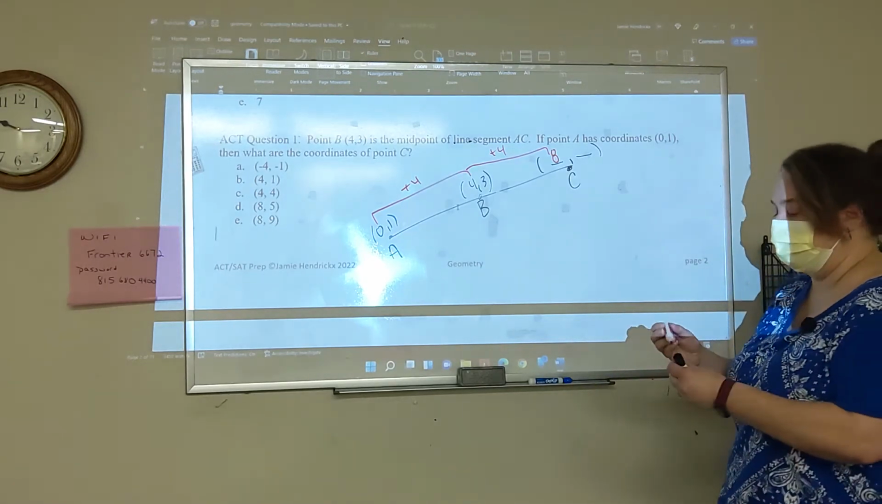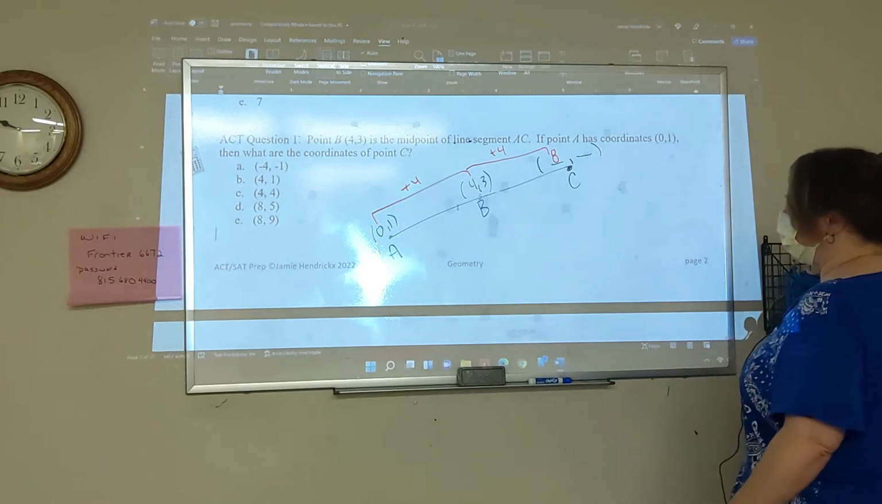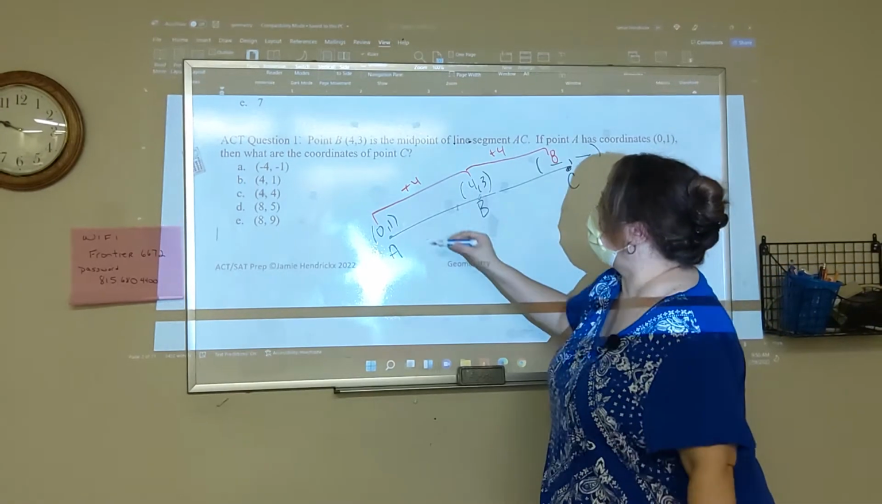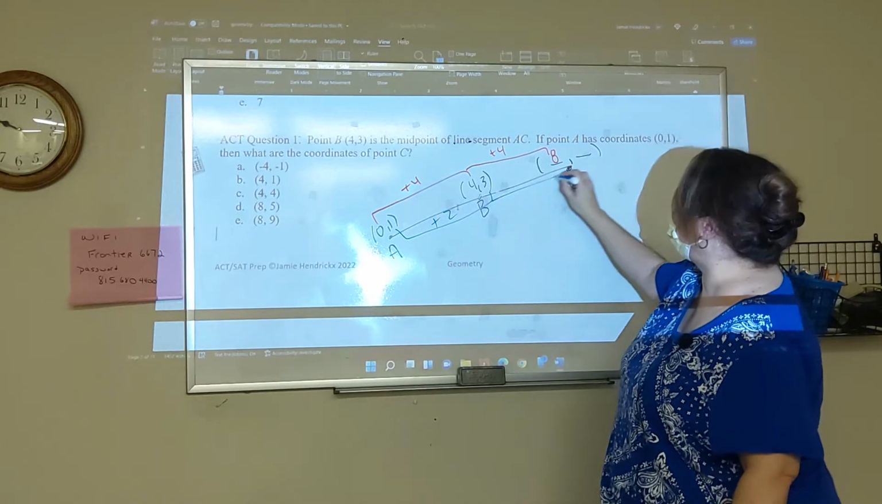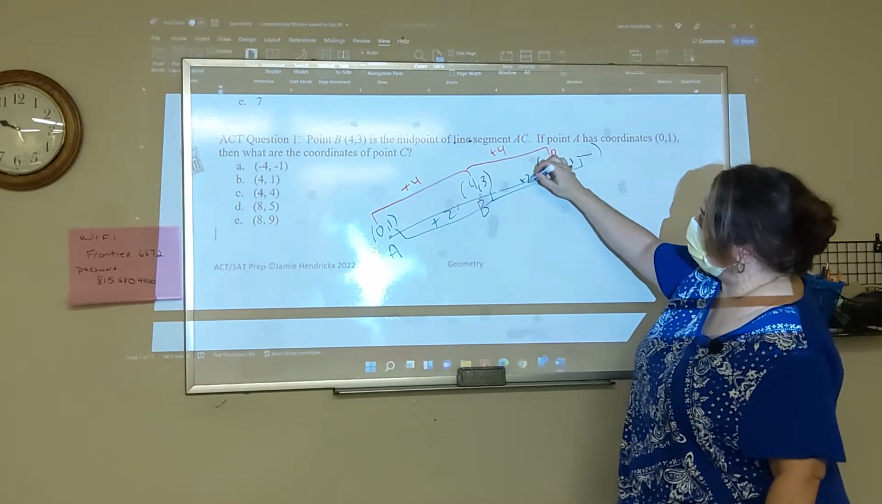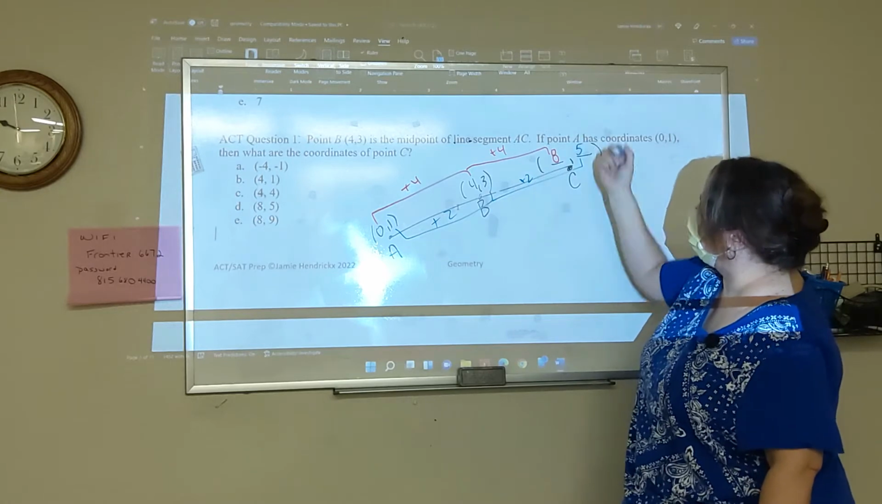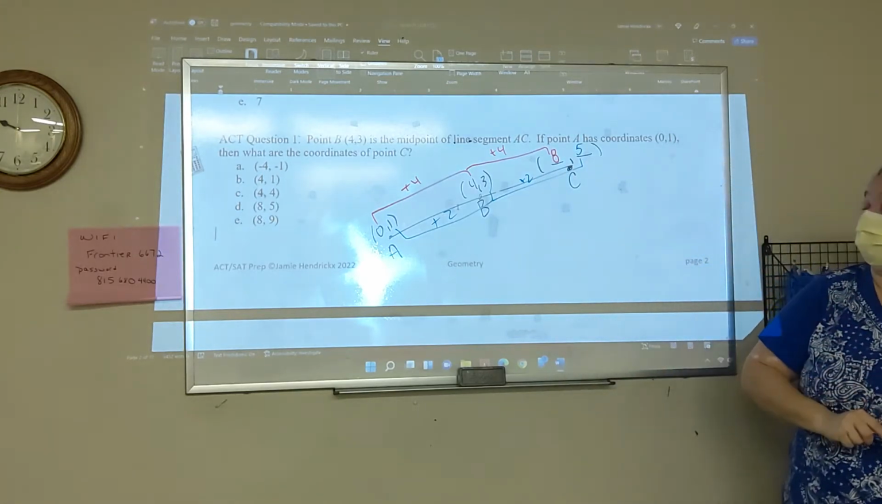Yeah, okay. All right, we're going to do the same thing for the y coordinate. For the y coordinate, you went from 1 to 3, so that's up 2. Again, that's halfway. So to get to the other end, add another 2. 3 and 2 is 5. So the coordinates of point C are 8, 5.